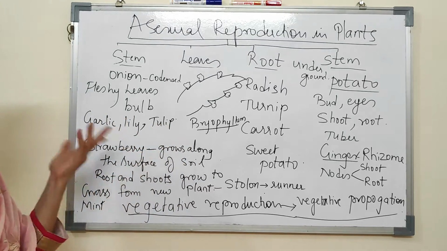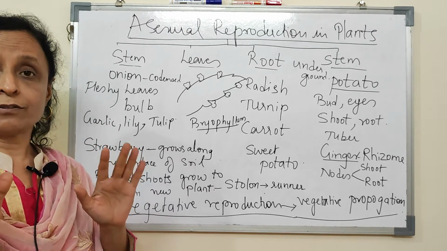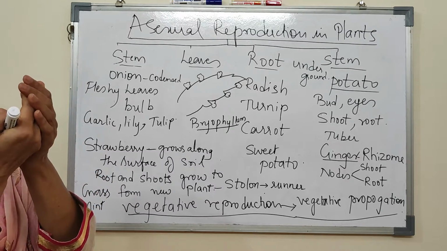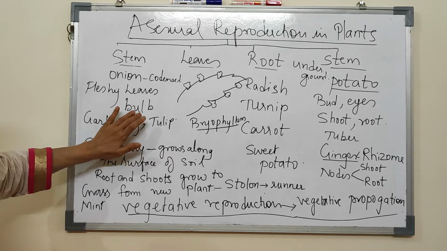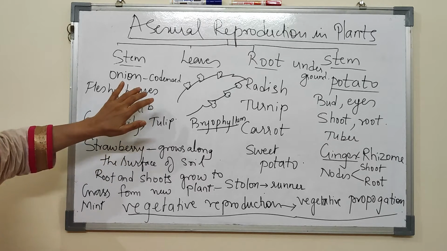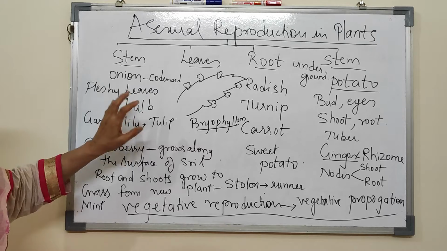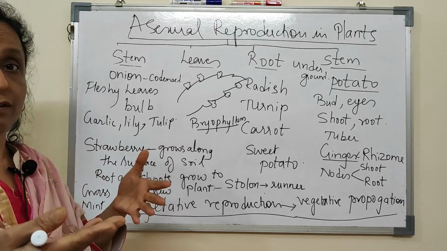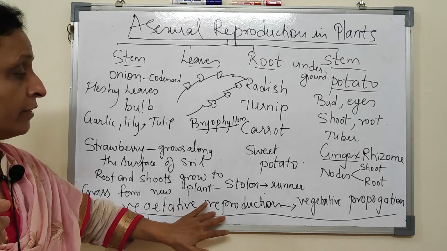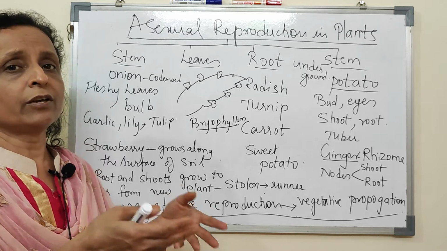They have modified as they want, so we have to study as they have modified. So they are stem actually. They have modified to form fleshy leaves covering one above the other to form a bulb. So that stem has formed a bulb and it is capable of reproduction. It has food in it, it has an embryo in it, it is capable of giving rise to another onion plant. So that bulb is a reproductive structure, and since it is other than actual fertilization, it is known as vegetative reproduction or vegetative propagation. Propagation is giving rise to a new plant.